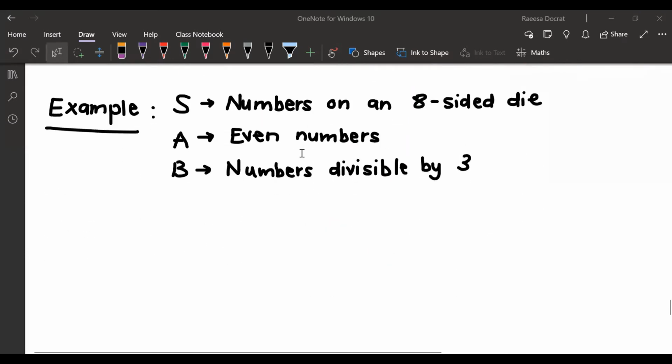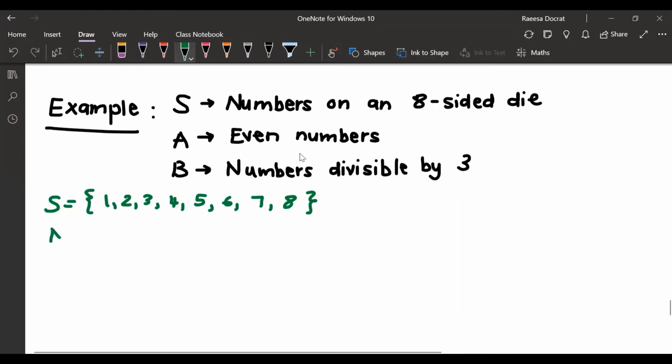So here is an example. Our sample space is the numbers on an 8-sided die. So what would be in our sample space? It's all of the possible answers. We could get a 1, a 2, a 3, a 4, a 5, a 6, a 7, or 8. This is an 8-sided die, so we can get any number from 1 to 8. Obviously, there are numbers that are not possible and not in our sample space, for example a 9, because there are only 8 sides. So that is our sample space. Those are all possible outcomes.